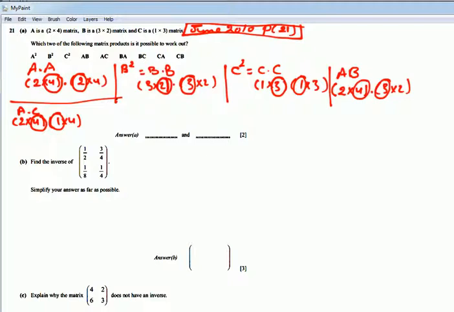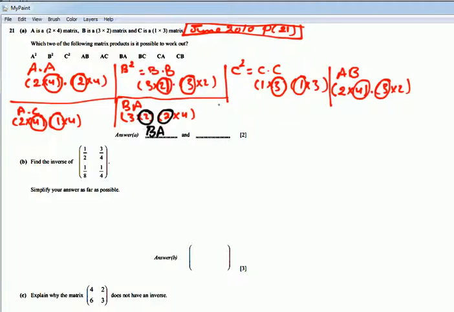BA. That is 3 by 2 times 2 by 4. This number and this number are the same, so you can find the product of BA. Okay, so here BA is the first matrix product that you can find.